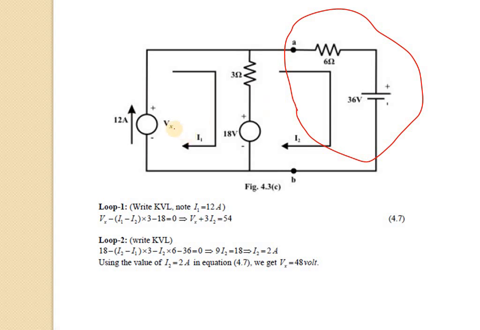So we have written the equation, that is Vx minus (I1 minus I2) into 3. This 3 ohm resistor is connected between 2 loops. So the voltage drop is 3 into (I1 minus I2) minus 18 volt, which is minus because our loop current direction is this and this voltage direction is opposite. So it is minus 18 equals 0. Similarly, we have written the equation for loop 2 also, and calculating these two equations, we get the value of voltage Vx as 48 volt.